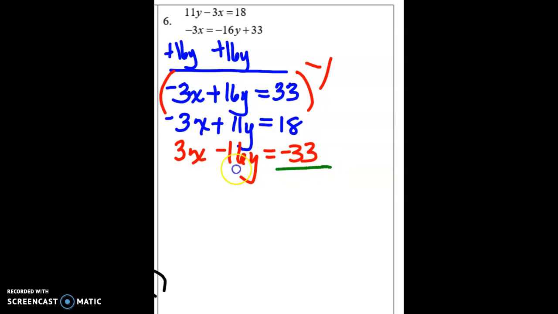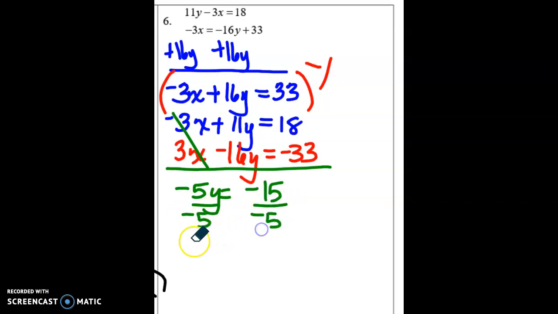That's awesome because now if I add these together, I get the x's to drop off, and this becomes negative 5y equals negative 15. And I can certainly solve that one-step equation easily to get y is equal to 3. Once I know that, I can go into any of the equations that have two variables. It doesn't matter which one I pick. And I plug in for when y is 3.